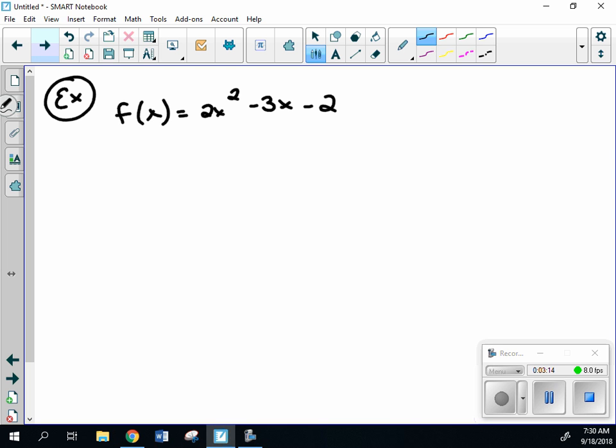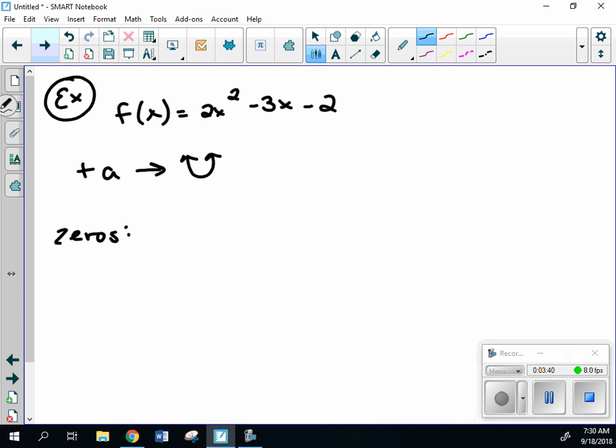Now, remember that the number in front of the x squared determines whether it's right side up or upside down. Because it's a positive a, we know our graph is going to look like this. Obviously, if it was a negative a, it would be the reverse. So let's go ahead and find our zeros.